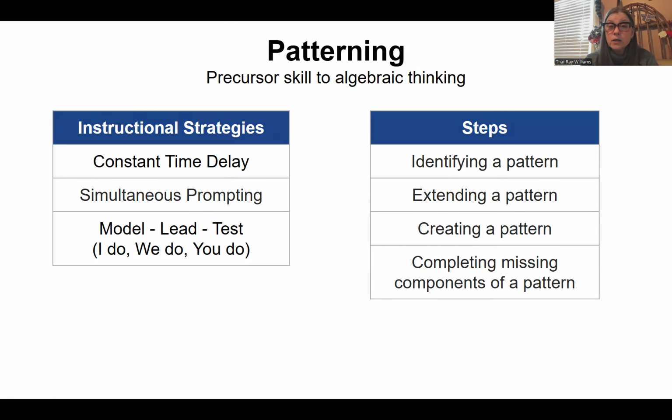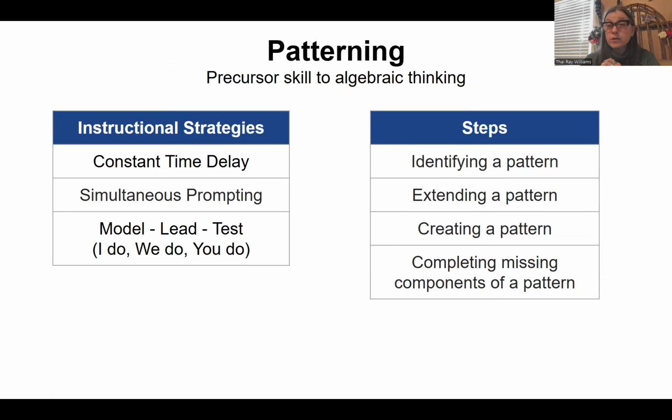So when you are teaching patterning, first you want students to just identify the pattern. So an ABA pattern, red, blue, red, blue, red, blue. You want them to identify it. After they're able to identify a pattern, then you want them to extend the pattern. So you would give red, blue, red, blue, red, and then they would have to do blue, red, blue, red. They would continue it.